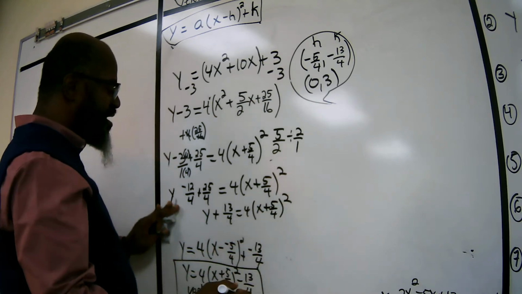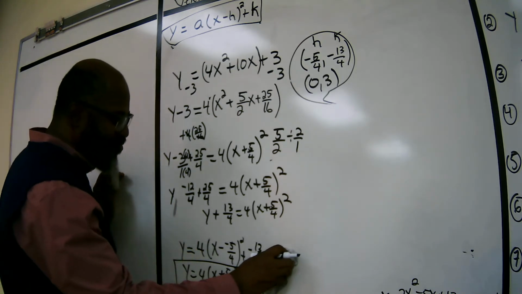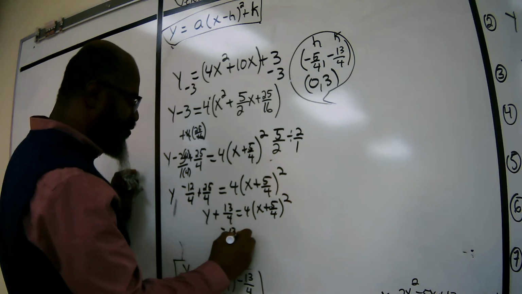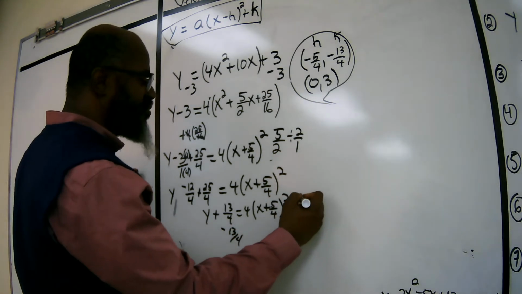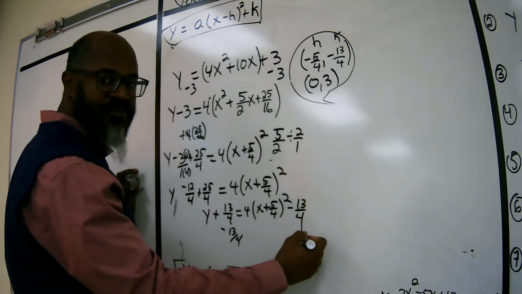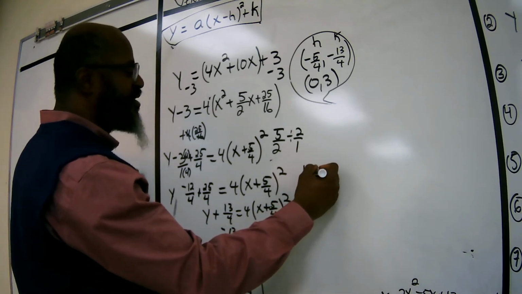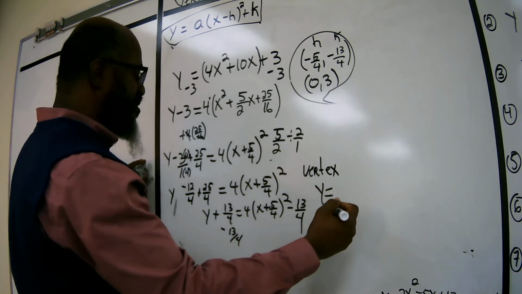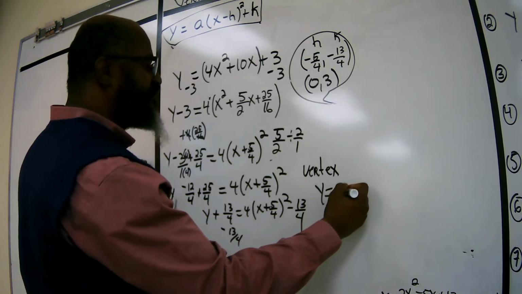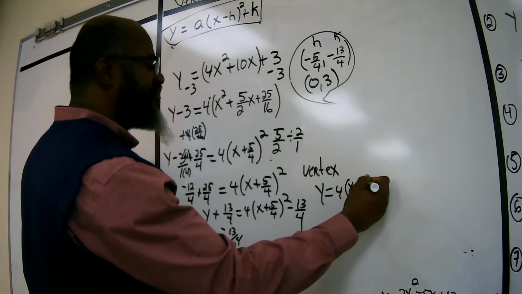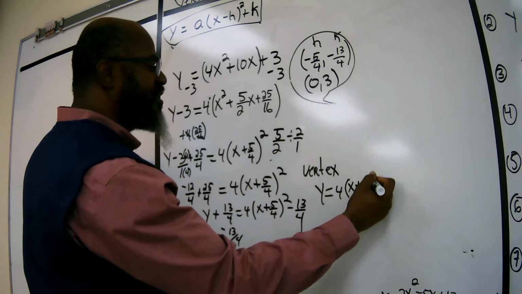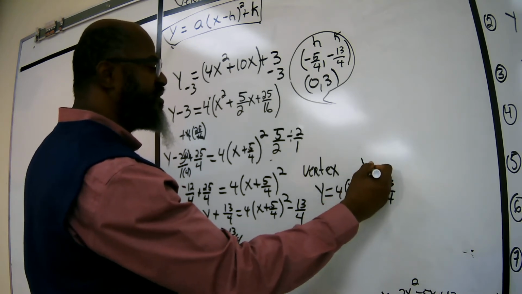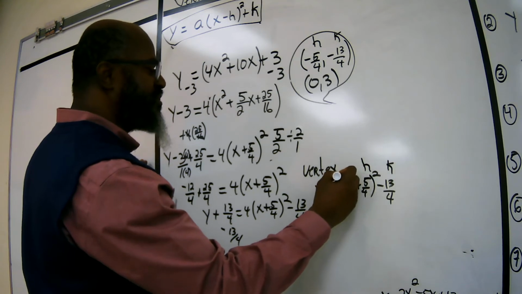Now we're going to solve for y. You subtract 13 over 4 from each side, and this is your equation in vertex form. So your vertex form, after you simplify, will make y equal 4 times x plus 5 over 4 squared minus 13 over 4. This is h, this is k, and this is a.